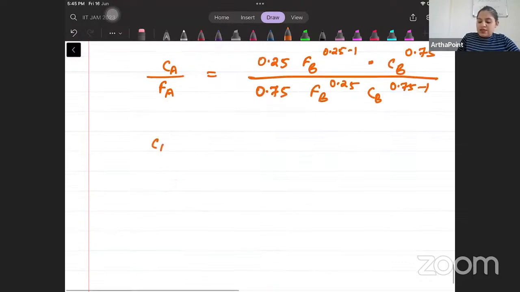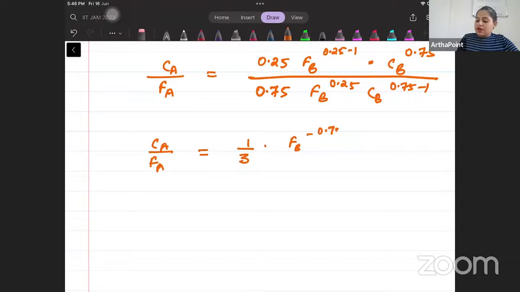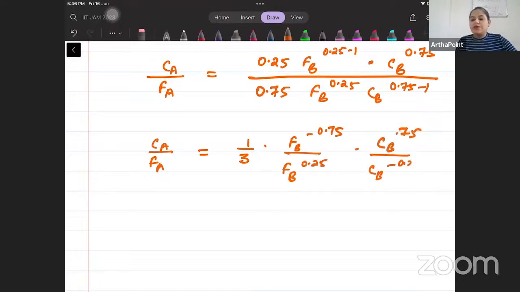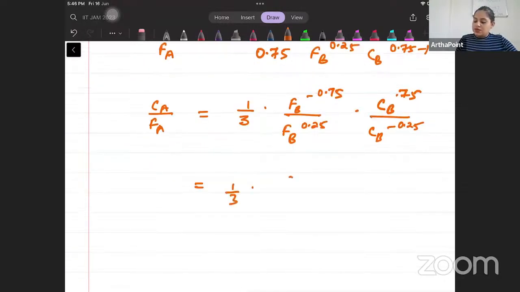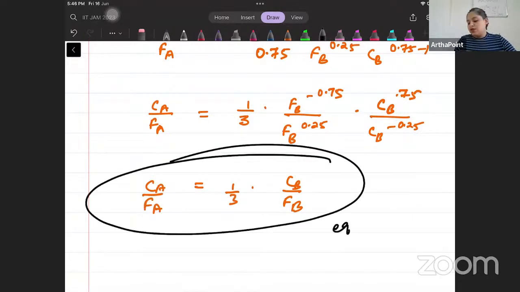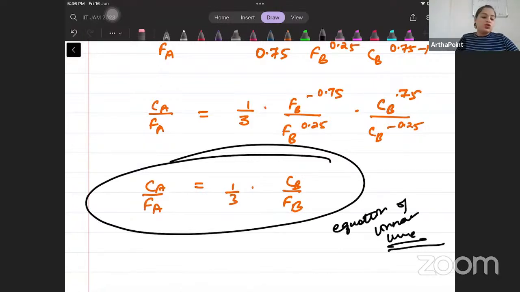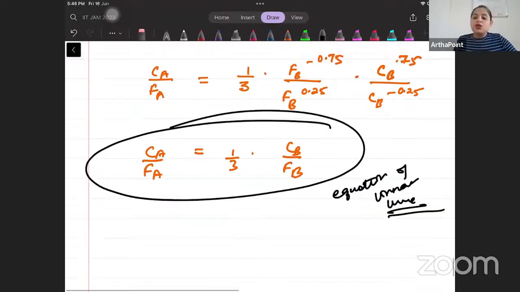So, beta, you will get CA by FA. This will be 1 by 3 FB to the power minus 0.75, FB to the power 0.25, CB to the power 0.75, CB to the power minus 0.25. So you will get 1 by 3 CB by FB, and this will be CA by FA. This is called your equation of the contract curve. Is it clear or not? This is what your contract curve equation looks like. This is where you have found the equilibrium.